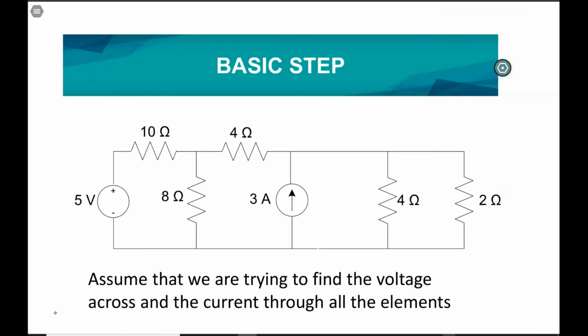So here is an example to determine the voltages using nodal analysis. This is the example of the circuit. You can see that the circuit consists of more than one node and more than one loop. Assume that we are trying to find the voltage across and the current through all the elements.